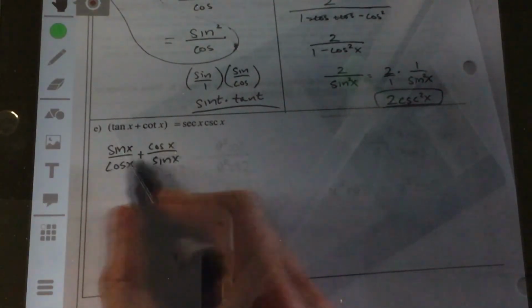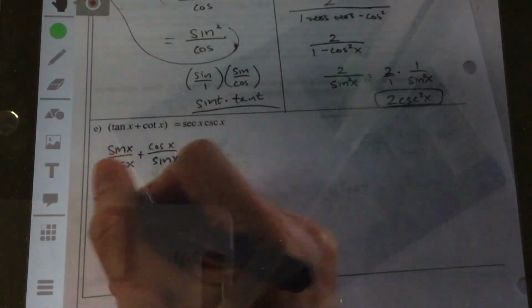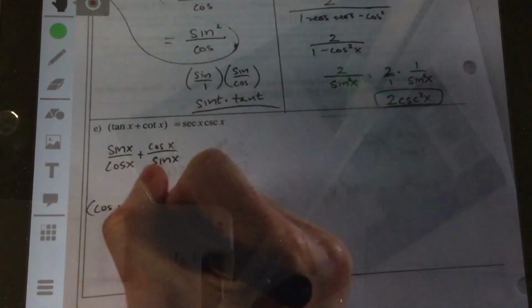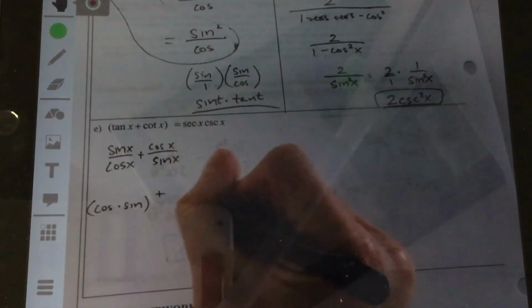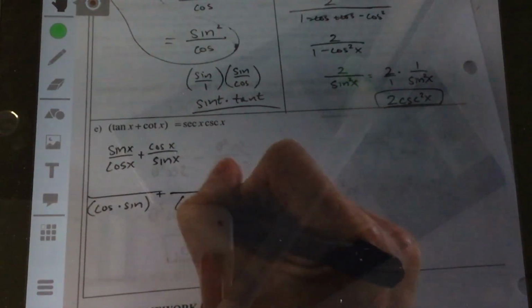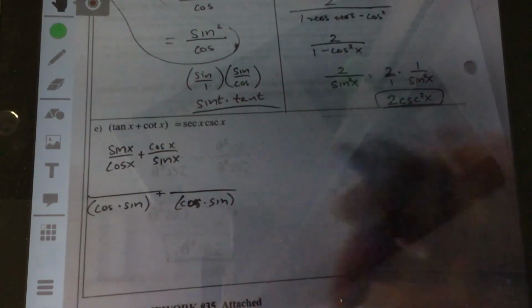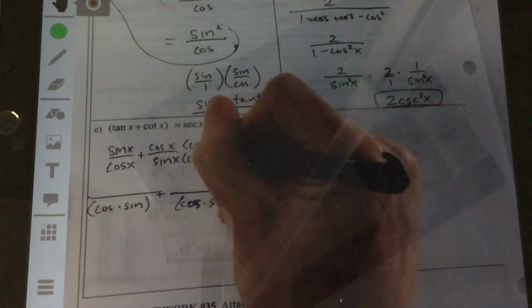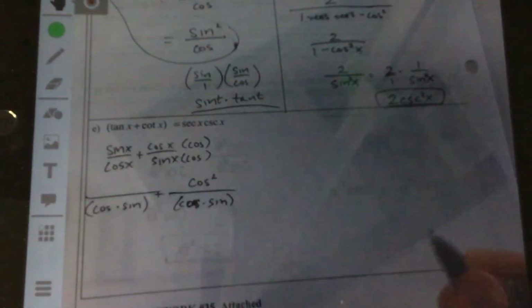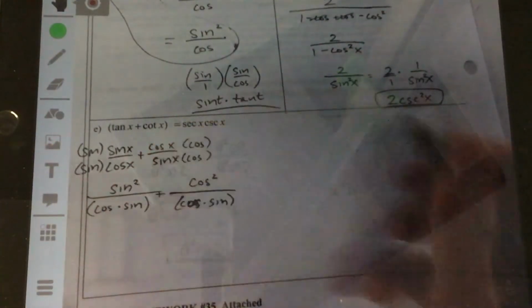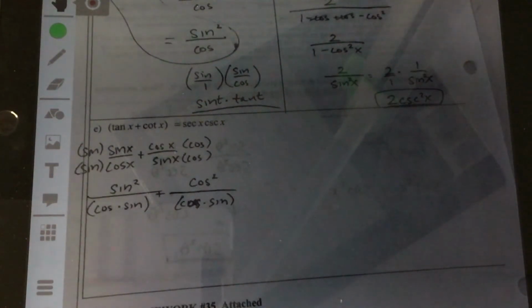So if I'm going to get a common denominator on these, I need to use these two denominators. So my common denominator is going to be cosine times sine. And then this denominator is going to be cosine times sine also. So you're going to need to multiply the top by cosine. So that's cosine times cosine, which is cosine squared. This one I'm going to need to multiply by sine on the bottom and sine on the top. So that's going to be sine squared. So yeah, I'm pretty sure this is the easier way to do it out of the two ways.